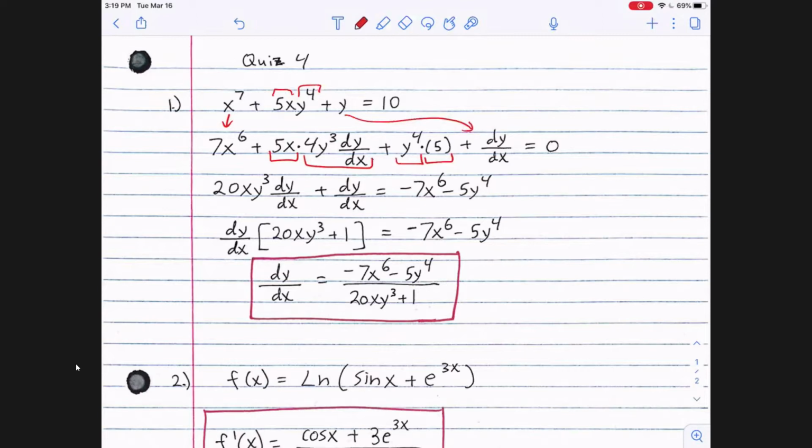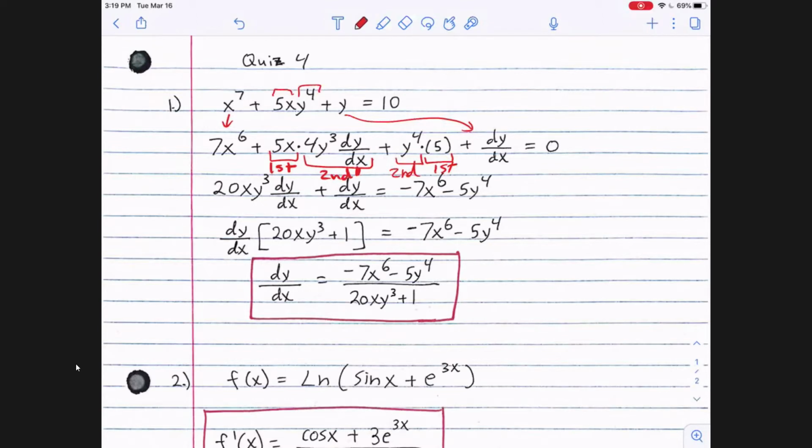So again, the derivative of the first, 5x, that's 5. The first times the derivative of the second: the derivative of y to the 4th is 4y to the 3rd times dy over dx. And then this is the second times the derivative of the first. Once you get to this point, you move the dy over dx's to one side. I move them to the left. Some people decide to move them to the right, and you'll get an equivalent answer.